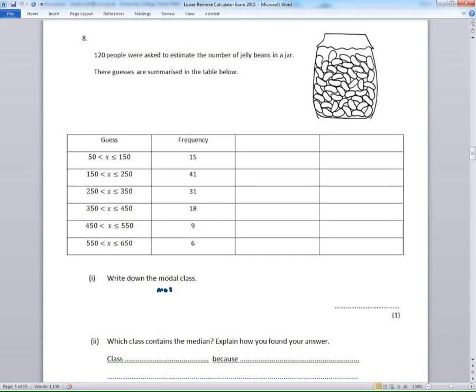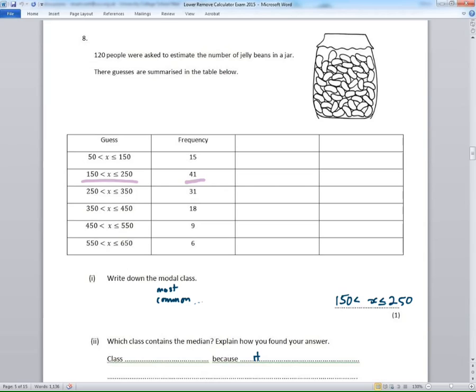Okay, next question. Table of values, group data. The first question just asks you for the modal class, most common, which is this group here, the 150 to 250 group.